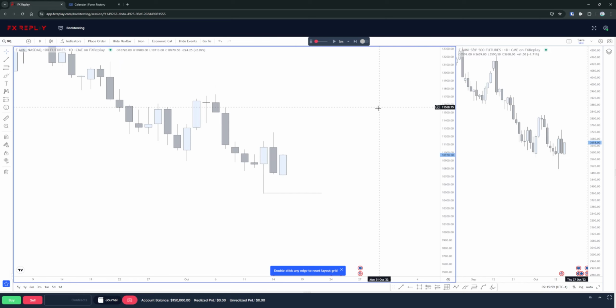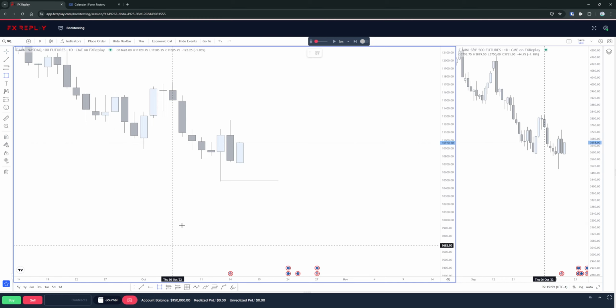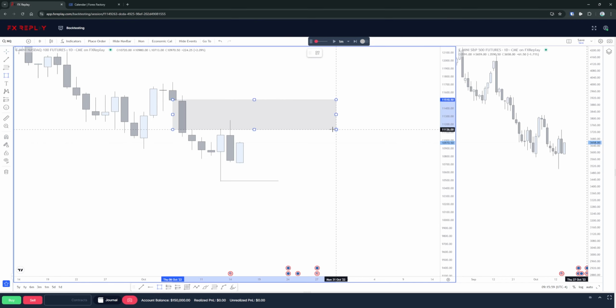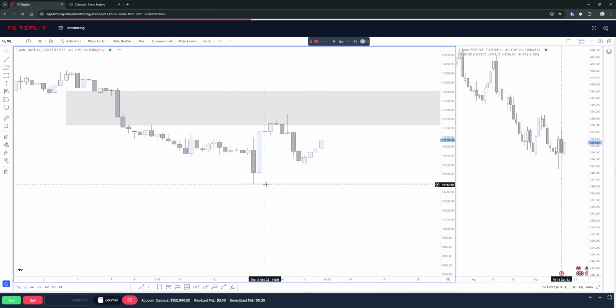And we have this daily FVG. Where am I? Here we go. We have a daily FVG here. So, if anything on the daily, I'd probably want to see this low get taken out. But we can look at the 4 hour instead.